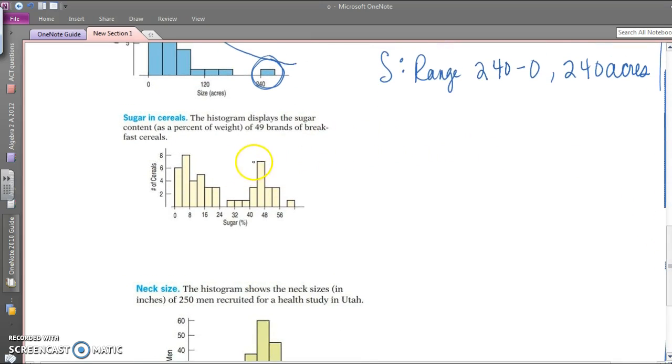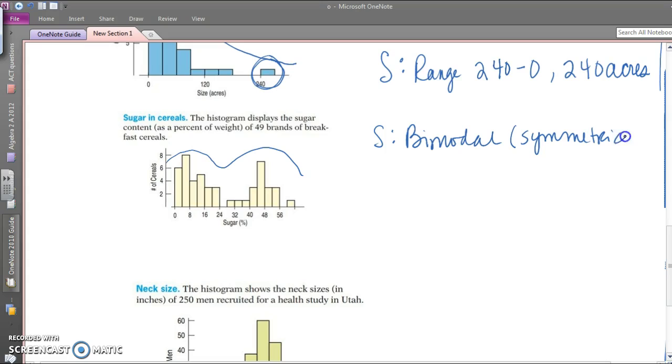Our second example is kind of what we were talking about, breakfast cereals. Sugar content, you'll notice that it's pretty much bimodal. So shape, this is bimodal. Not really skewed. You could kind of say it's symmetrical, but it's because it's bimodal. So this shape is bimodal. You might say symmetrical because it's the same on both sides. The left and right are very similar.